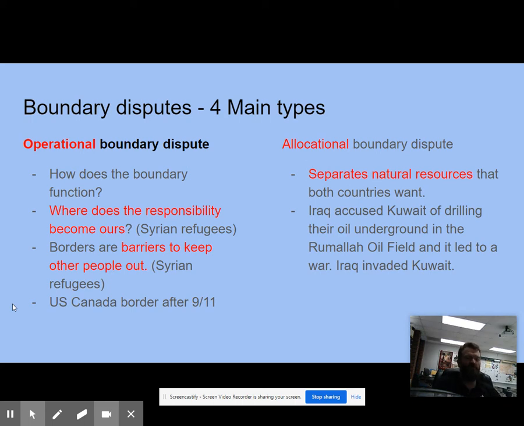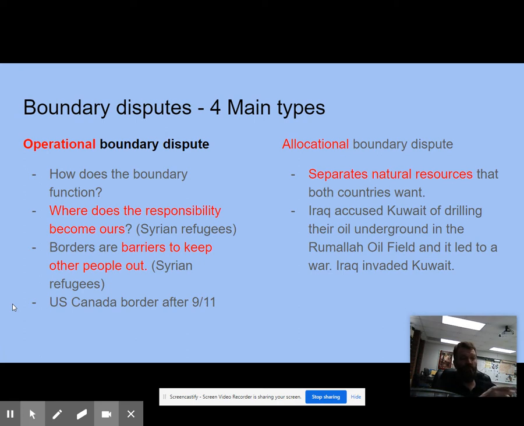An operational boundary dispute is kind of about the rules. So where does the responsibility become ours? The best example for me to understand this is after 9/11, the United States and Canada had to work out an operational boundary agreement, not to establish the line of where it is, but to have rules that would keep people from coming in, say, a terrorist who would go to Canada and then go from Canada into the United States, because you could have done that. That's exactly what the hijackers did. They could have done that. Well, we established new rules, operational things, to make sure that that didn't happen.